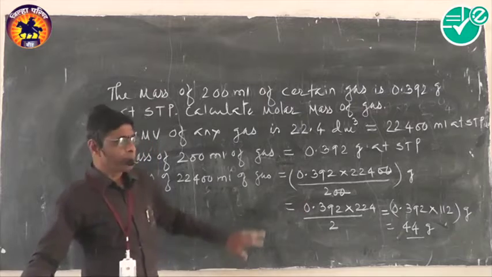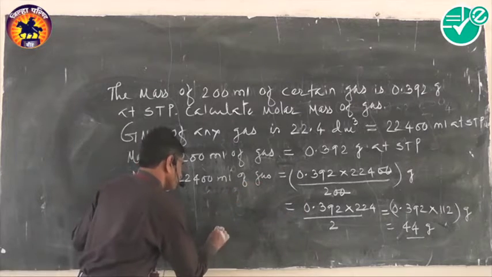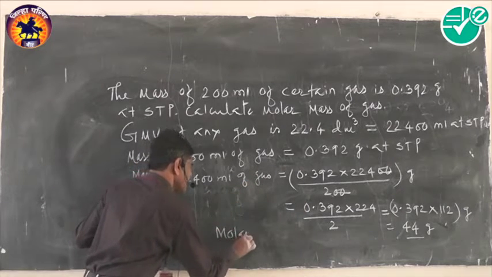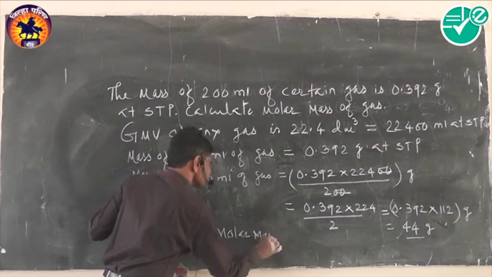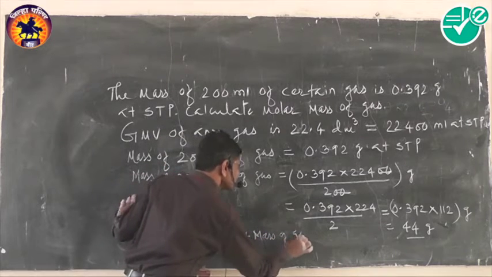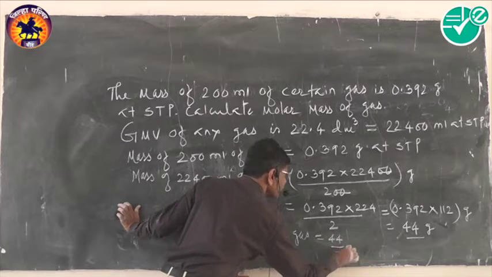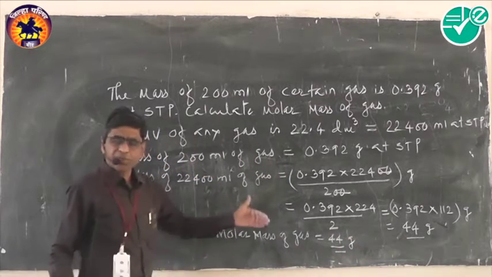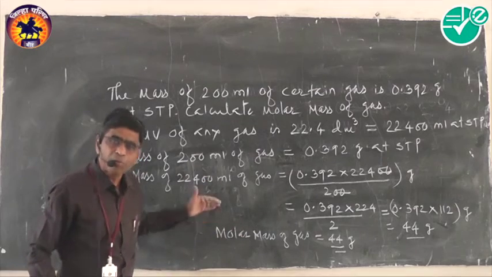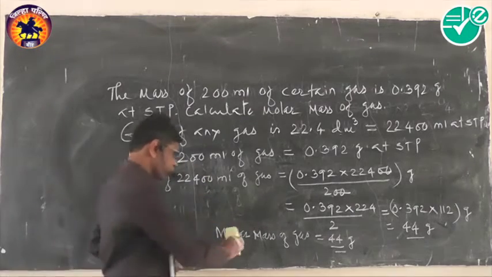And thus remember, molar mass of gas is 44. So molar mass of gas is equal to then 44 gram. Now when it is expressed in gram, that is a gram molar mass. So it is 44 gram.